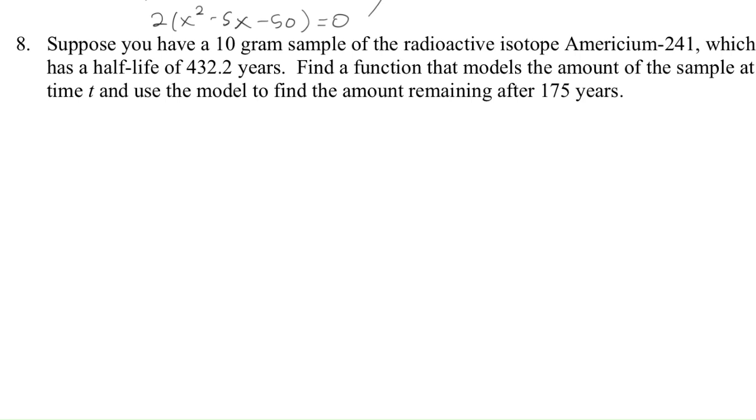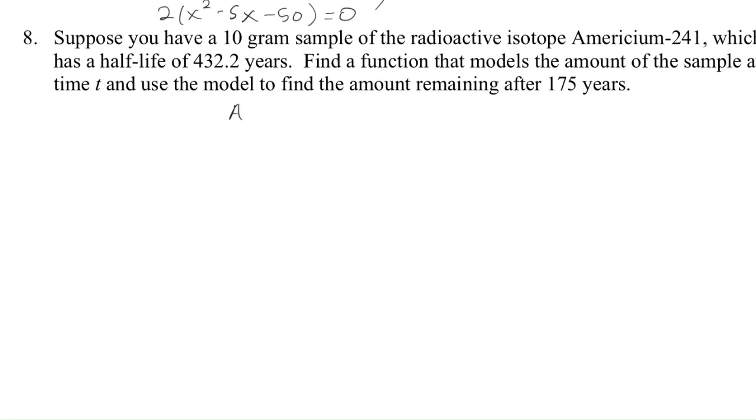For this problem, we're going to use this exponential growth model. Remember where a sub naught is the initial value, 10. Now, they have not given us a relative growth rate for k, so we need to use the initial value, a sub naught equals 10, plus a half-life of 432.2 years to give us a future value of 5.